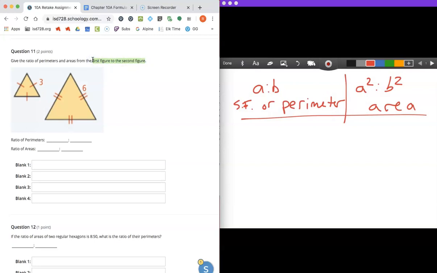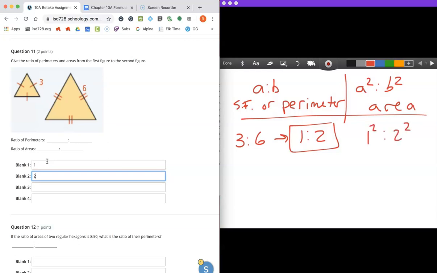Okay, well, the ratio of perimeters looks like I have one side length that's 3 and another that's 6. So that would be my A to B, except I need to simplify that. I want to simplify it down by dividing them both by 3, and so I get 1 to 2. So A to B is 1 to 2. Okay, to get the ratio of areas, then I take that and I square them. So 1 squared and 2 squared. So that's 1 to 4. That would be my ratio of areas.